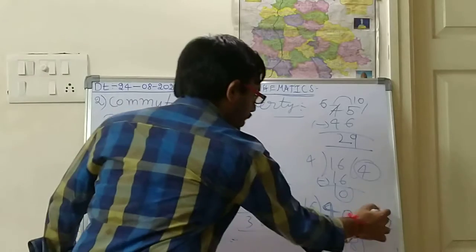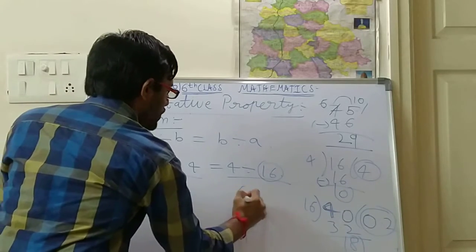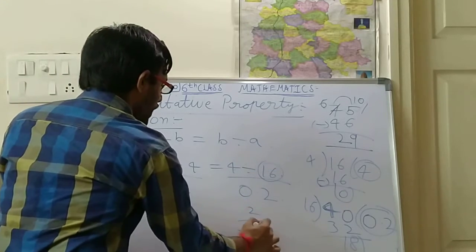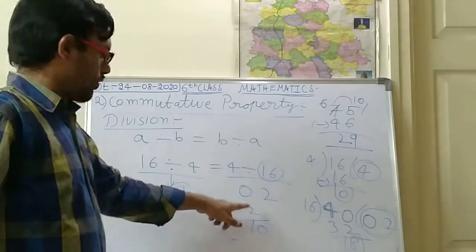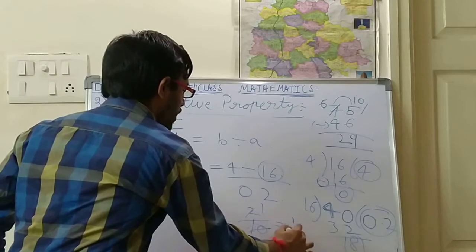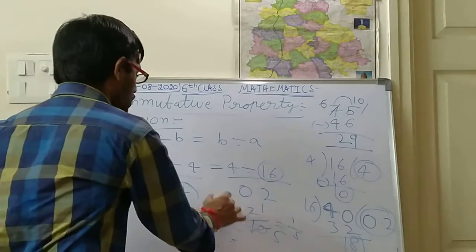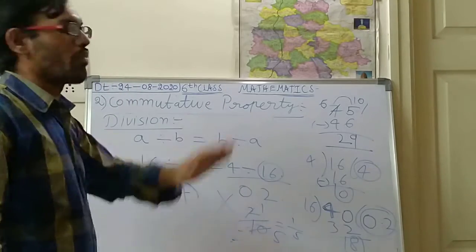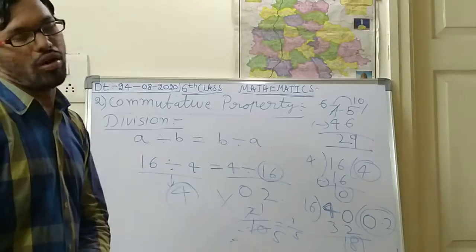So here we are getting the result as a decimal number, that is 0.2. 0.2 means 2 by 10. So here we got 4, but here we got 2 by 10. If you cancel, 2 ones, 2 fives, so we get 1 by 5. So is 4 equal to 1 by 5? No, it is not equal to 1 by 5. So the division operation also does not satisfy the commutative property.